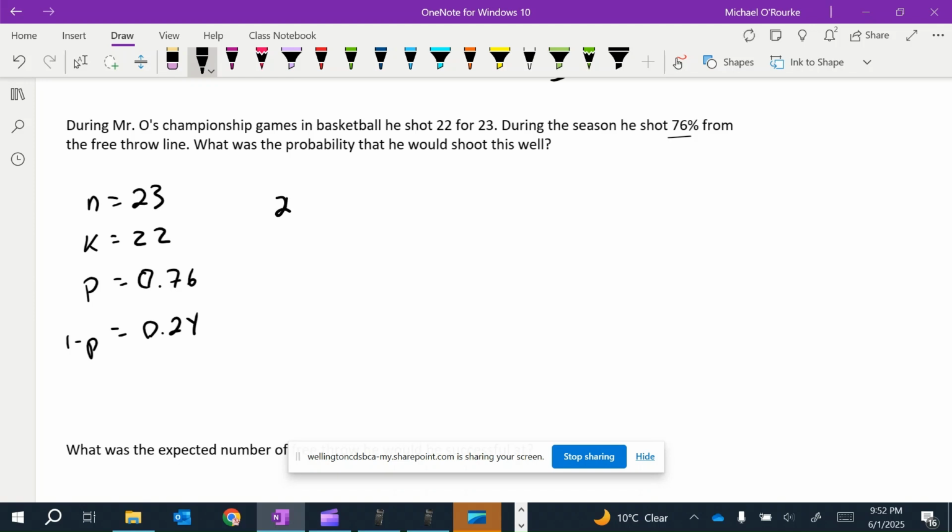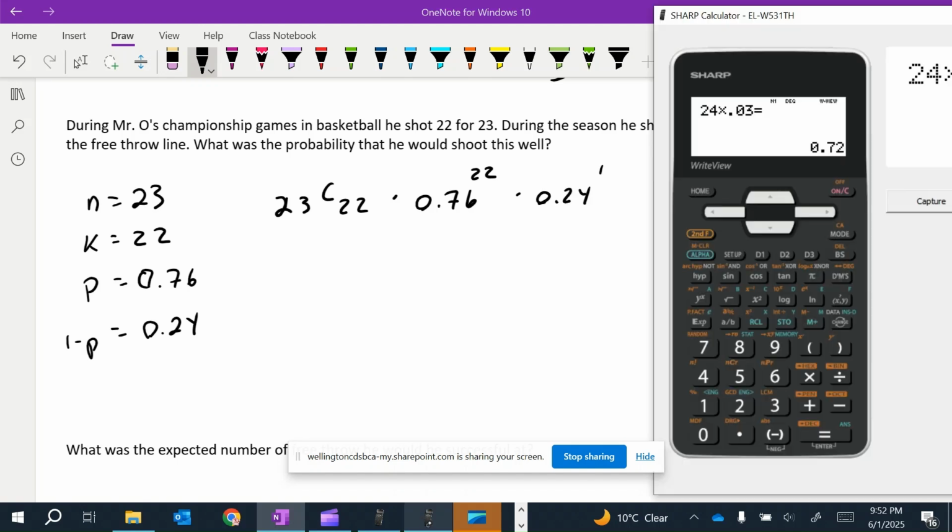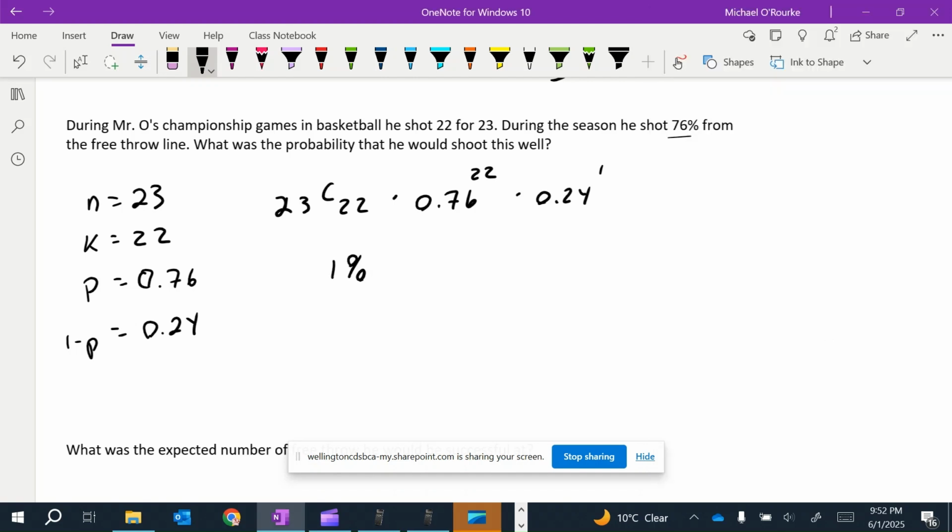Very highly unlikely I would get all these in. But stranger things have happened. 22 and 0.24 to the power of 1. So it's pretty much a 1% chance of me doing that.